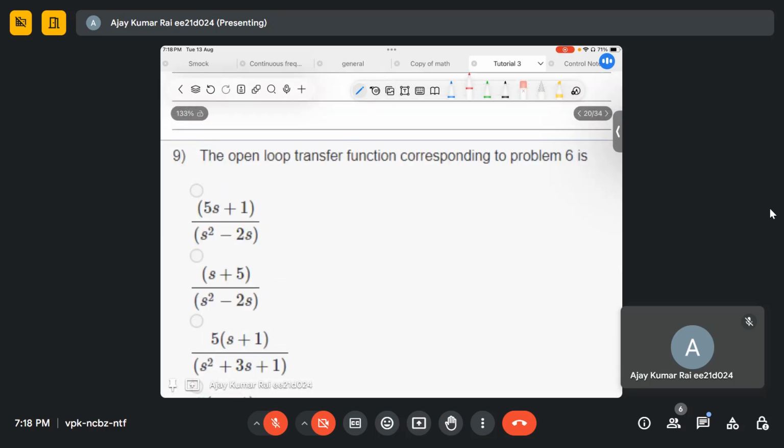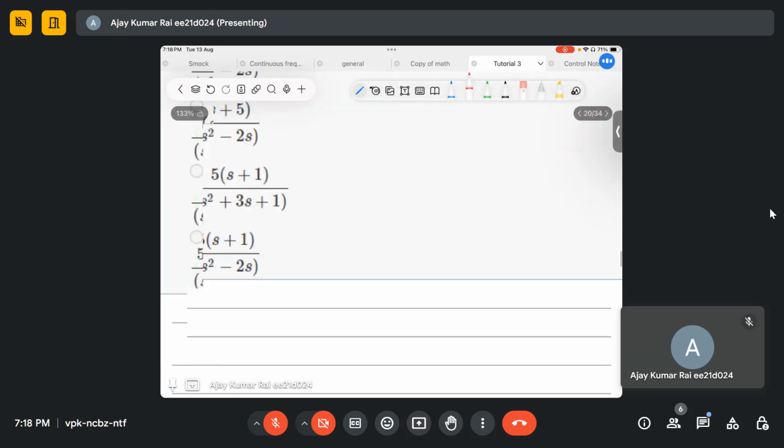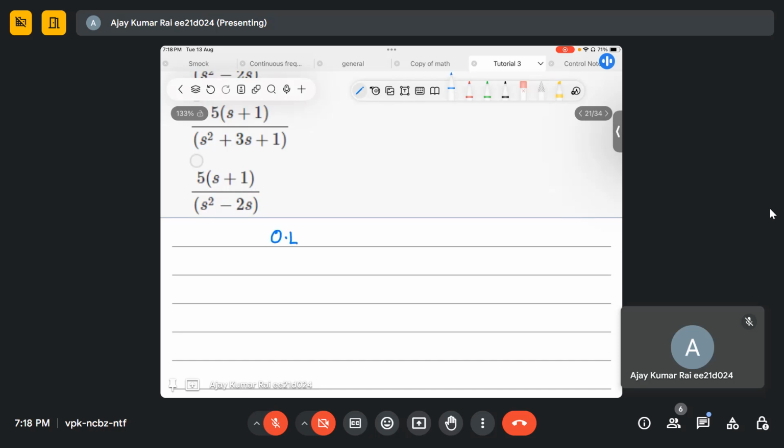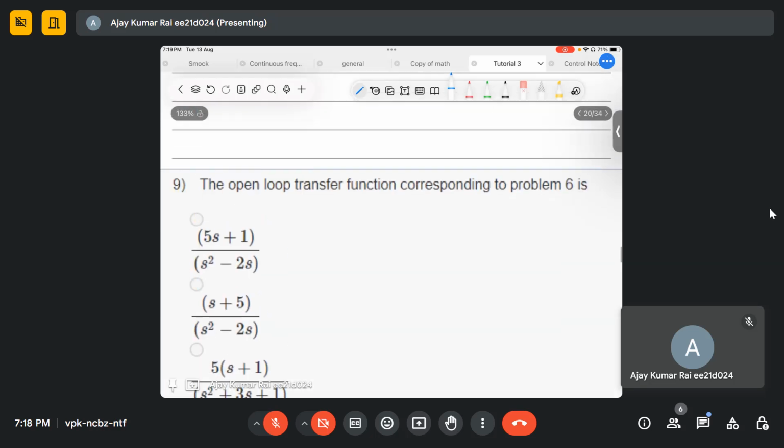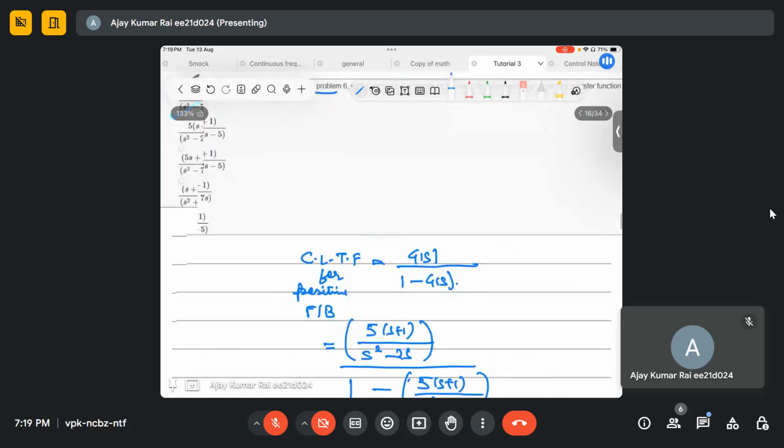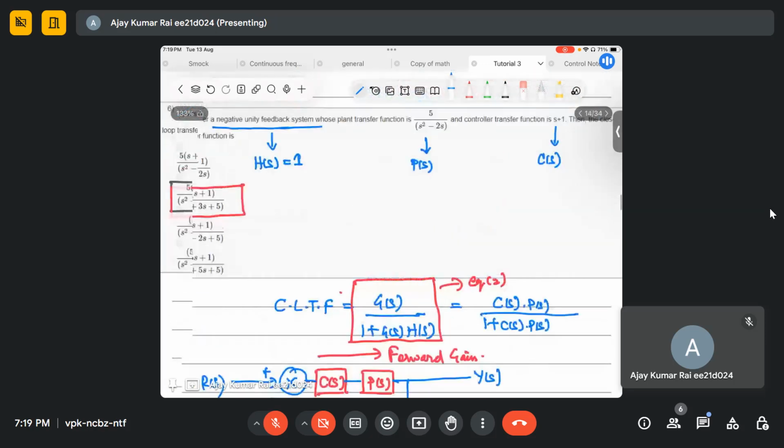So the open loop transfer function corresponding to problem 6 is, first let me define what the open loop transfer function is. It is equal to G(s) into H(s). In question 6, and in all the questions, H(s) is equal to 1. And G(s) is equal to C(s) into P(s), where C(s) is the controller transfer function and P(s) is the plant transfer function. So let's go to question number 6 and find out what its C(s) and P(s) are.